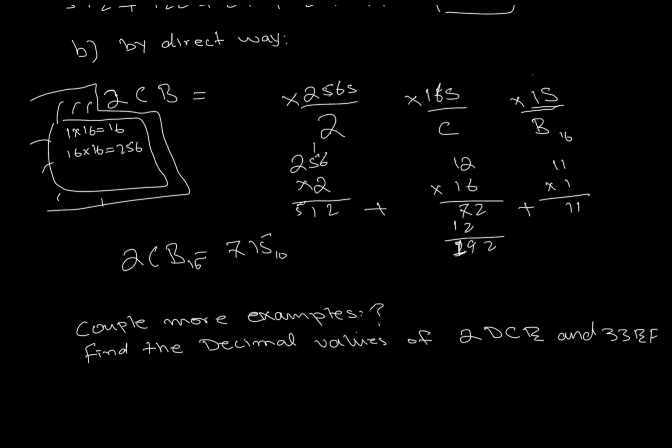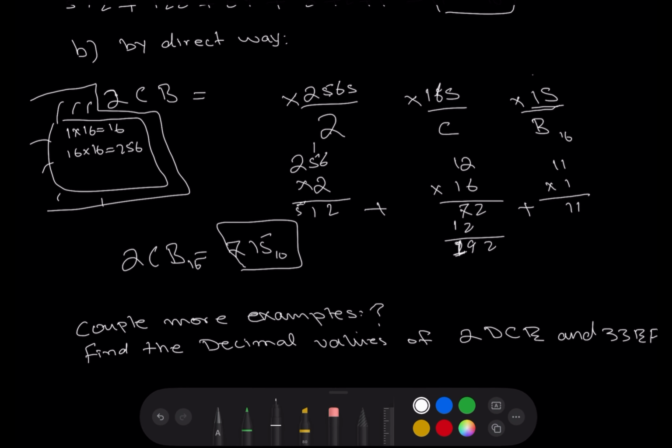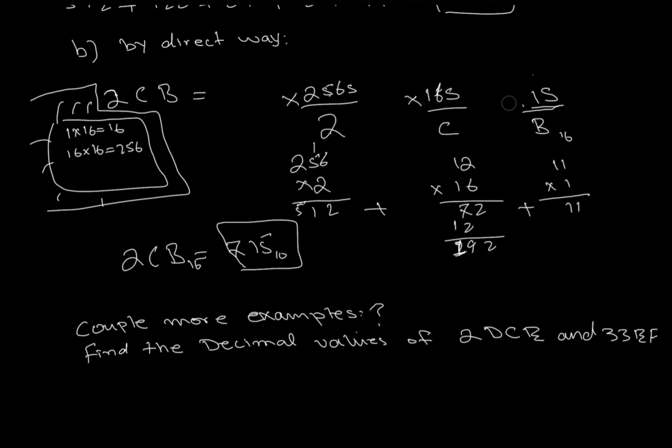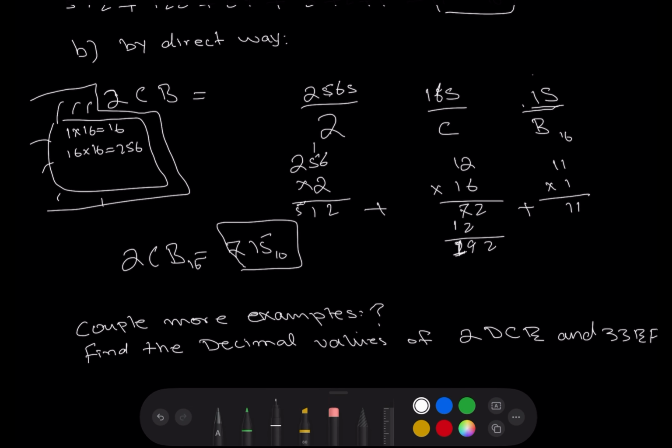So 2 times 256 is 512. C is 12. 12 times 16 is 192. And 1 times 11, B is 11, will be 11. So you add all these numbers, you'll get 715 base 10. And that's how it works. That's the direct approach. This multiplication was just for your convenience there, so you know what that means.